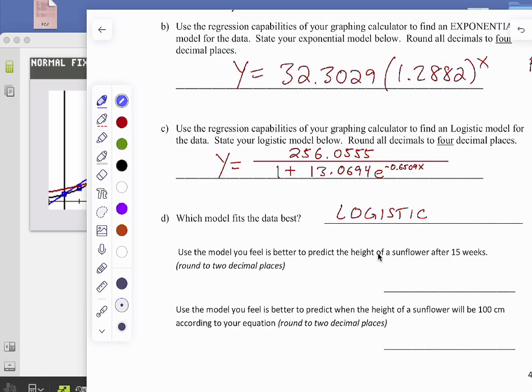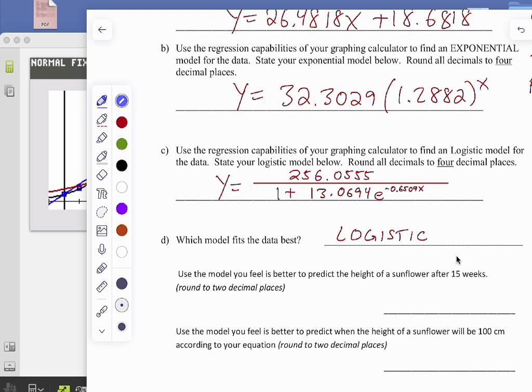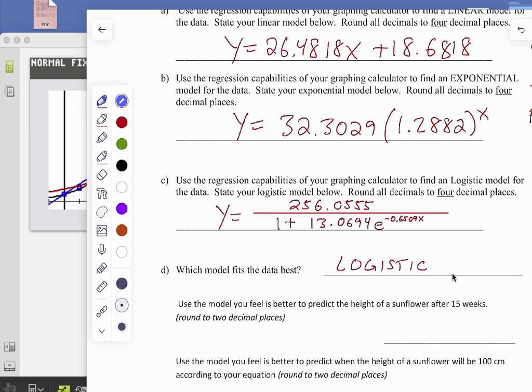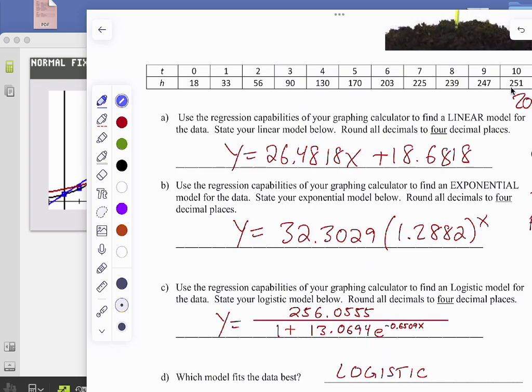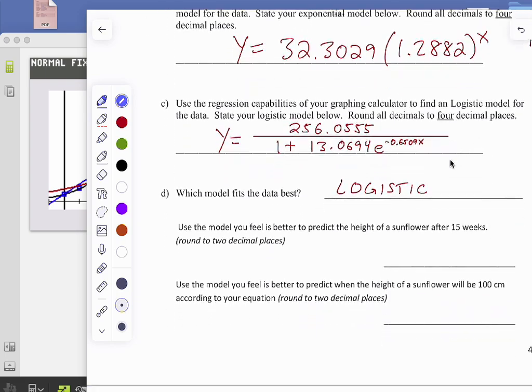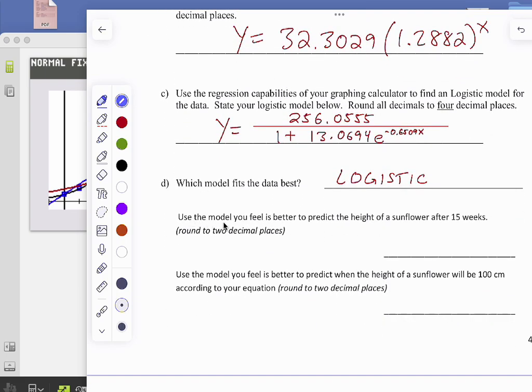use the model you feel is better to predict the height of the sunflower at 15 weeks. What I don't want you to do is look at 15 and estimate. Be like, 15 seems like 300. That's not using the model. When they say use the model, sometimes they mean use the equation. I think on the quiz I wrote use the equation, so it's very specific. When it says use the equation, it means use the equation.